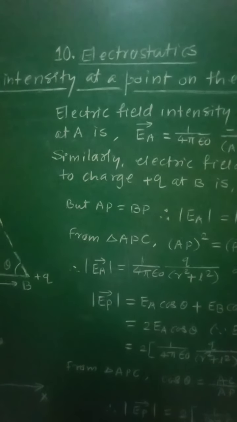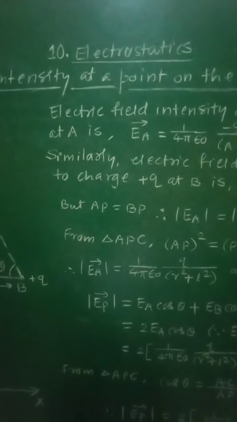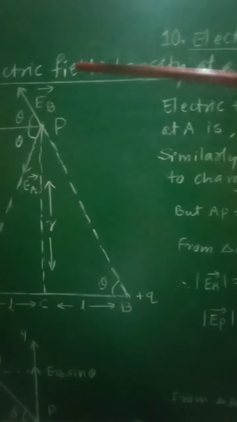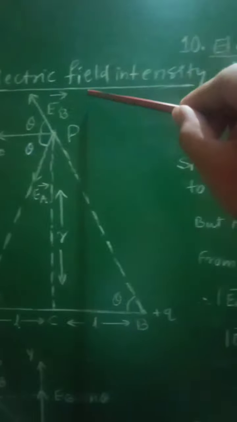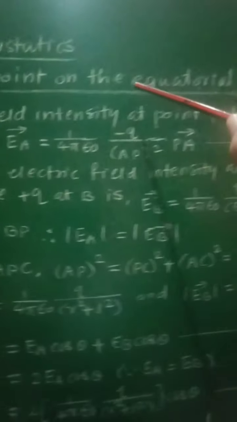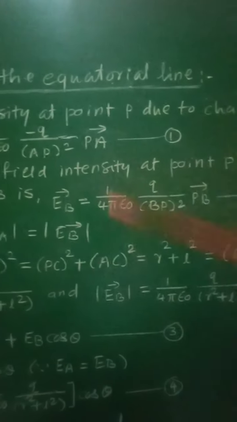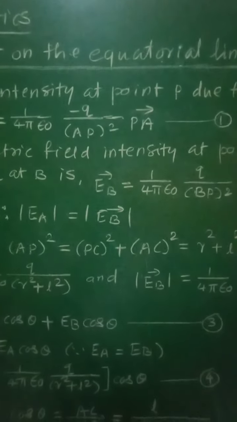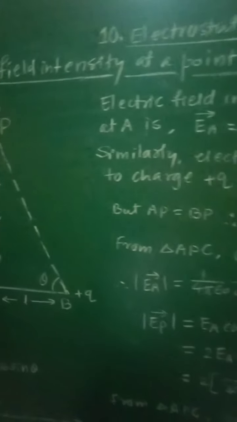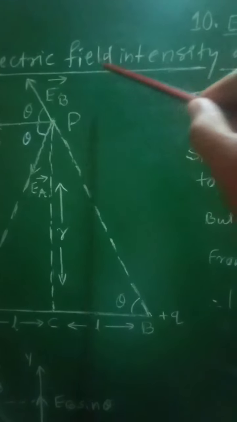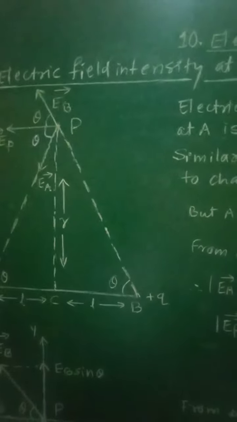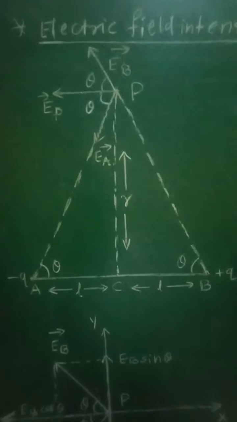Class 11th, Subject Physics, 10th chapter, Electrostatics. From this chapter, let us see the electric field intensity at a point on the equatorial line of an electric dipole. So in this part, we will have to obtain an expression for the electric field intensity at an equatorial point of an electric dipole.